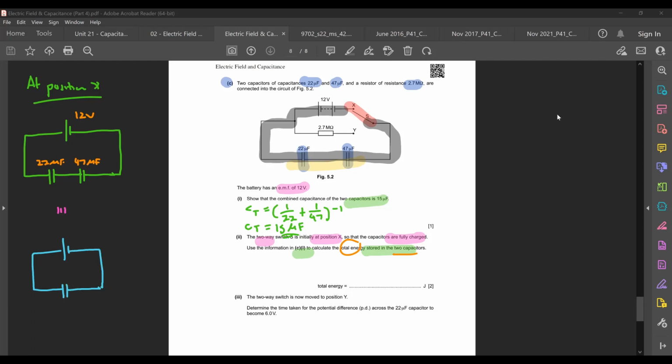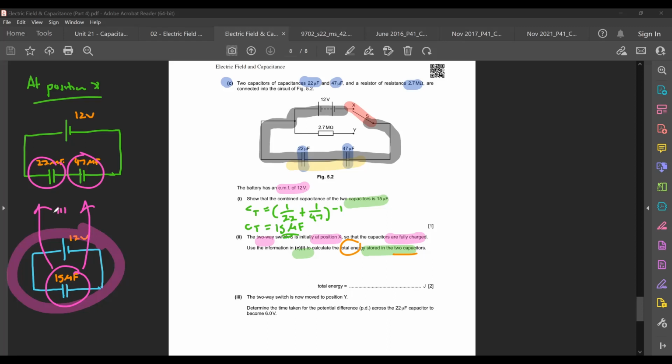Okay, this one again is still going to be 12 volts, but this one, your combined capacitance, you already found it out as 15 microfarads. Okay, so whatever energy that is stored in this capacitor would be the energy that is stored in these two capacitors. So you would want to work with this diagram. Okay, so now you know the voltage also across this diagram, because here you see you have only one single capacitor of 15 microfarads. If this one is to become fully charged, because your PD is 12 volts here, this one must also be 12 volts.